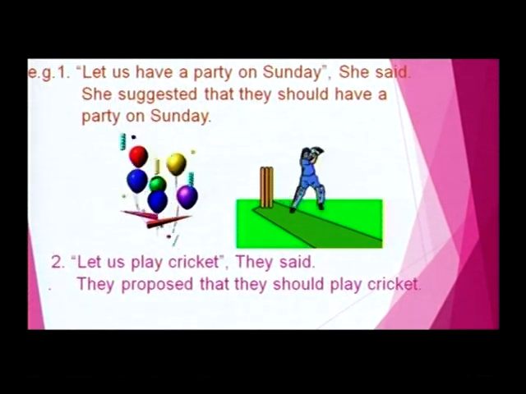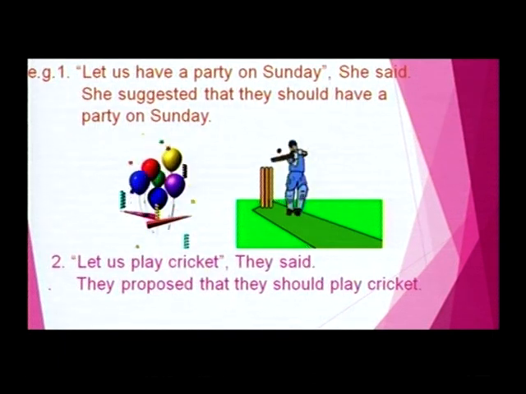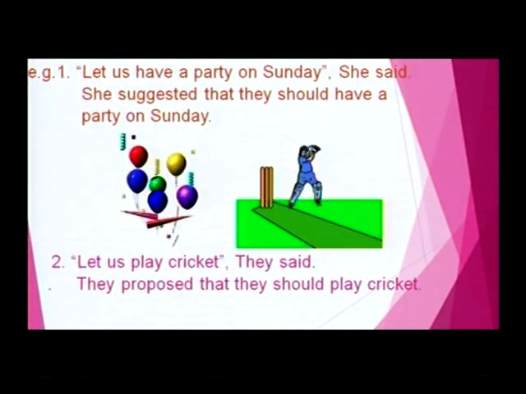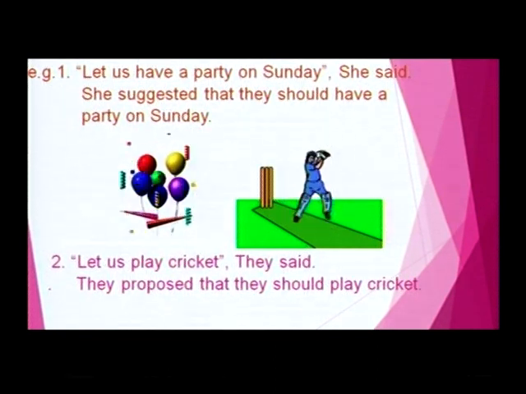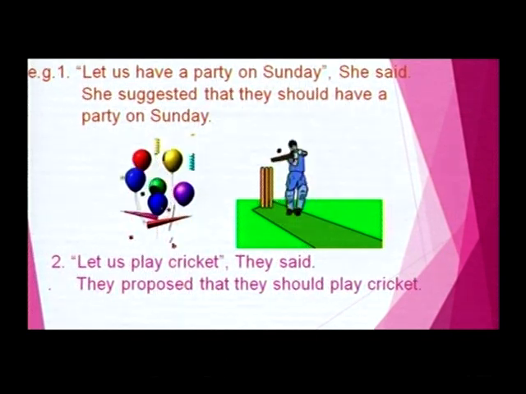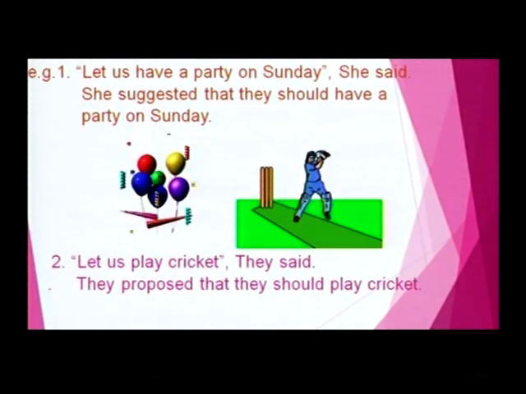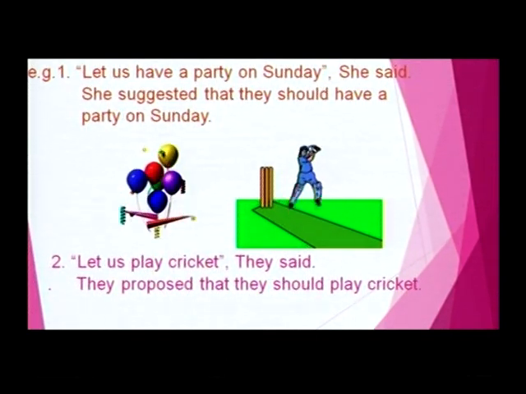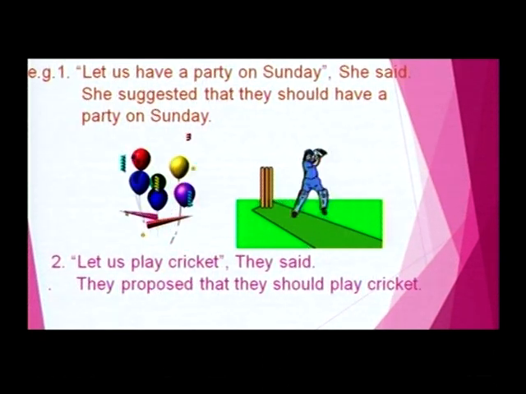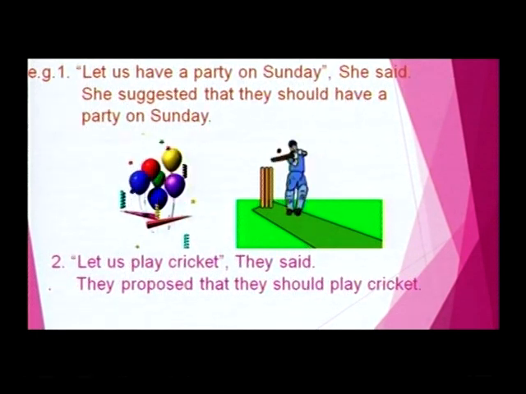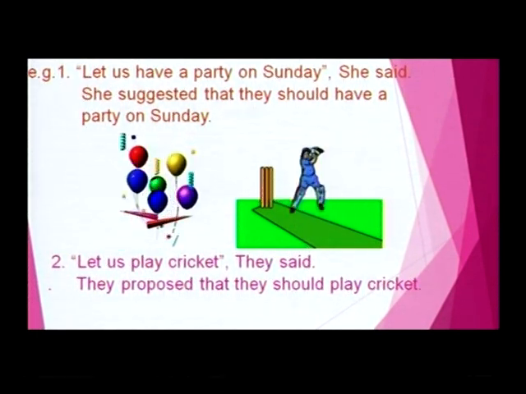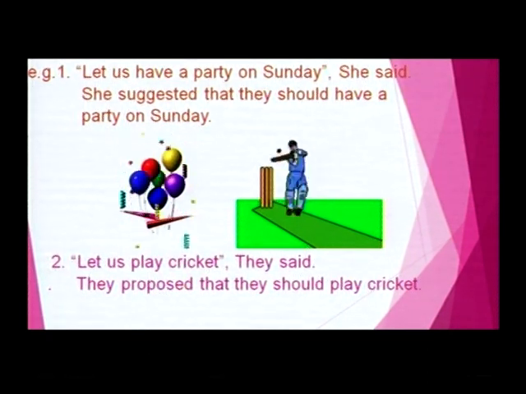Here, this is a suggestion. The sentence beginning with let is a suggestion. So, suggested is used, the conjunction that is used, and should is placed. She suggested that they should have a party on Sunday. "Let us play cricket," they said. They proposed that they should play cricket. Here proposed is added and a should. The auxiliary verb should is used. Clear, my dear friends? This is all about the sentences which begin with let.